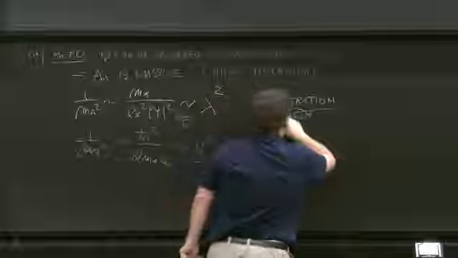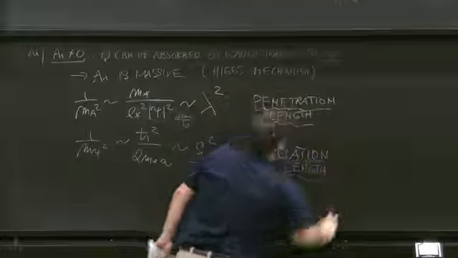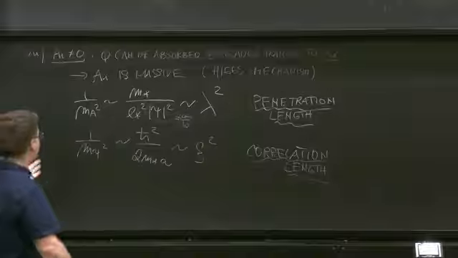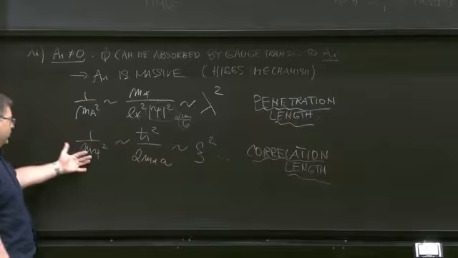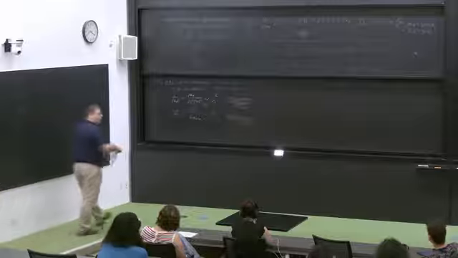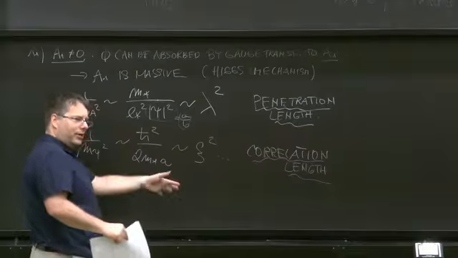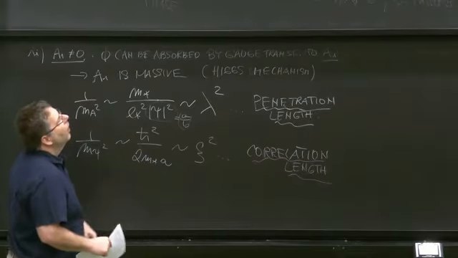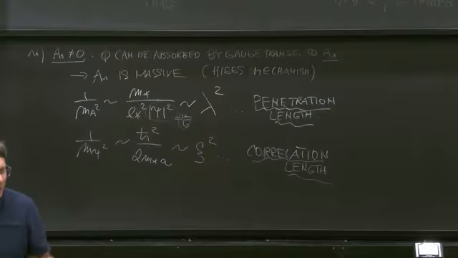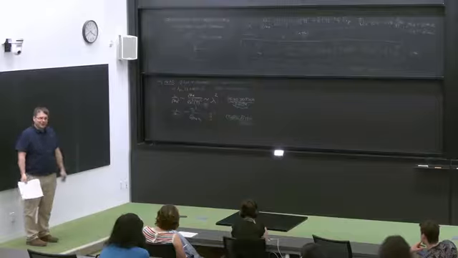So we have two length scales. One is the penetration length, it's related to the mass of the vector field, and the other one is like the mass of the psi, of the condensate, and that's related to the correlation length, how things are actually spatially varying, okay? Very good. And so now, depending on what is the ratio of these two lengths, you can have either type 1 or type 2 superconductor, okay?